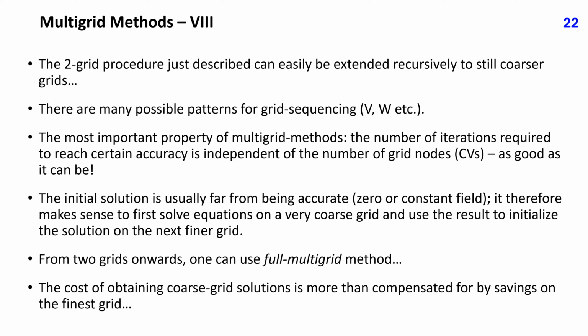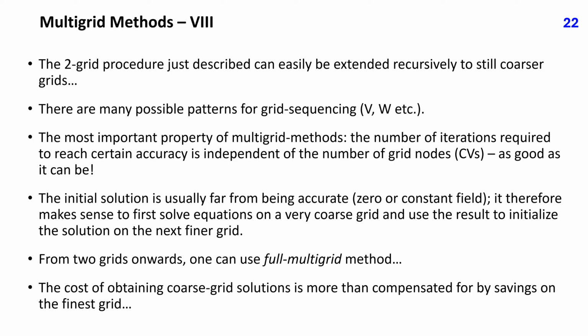It is desirable to have the coarsest grid very coarse, so it is not unusual to have 10 or more grid levels involved and the coarsest grid containing only a few cells. There are many possible patterns for grid sequencing: V cycle, W cycle, F cycle, etc. Which cycle is the most optimal is not easy to guess.